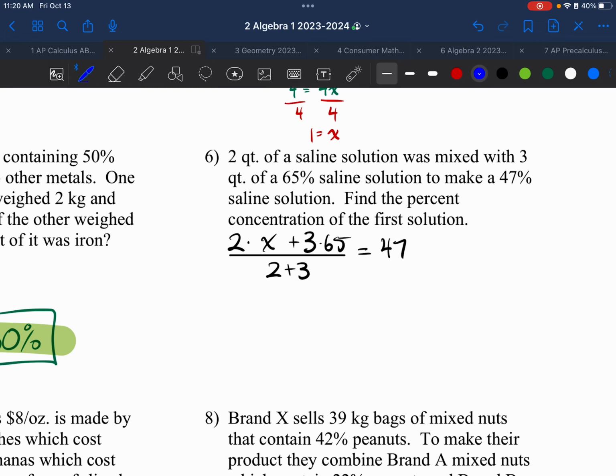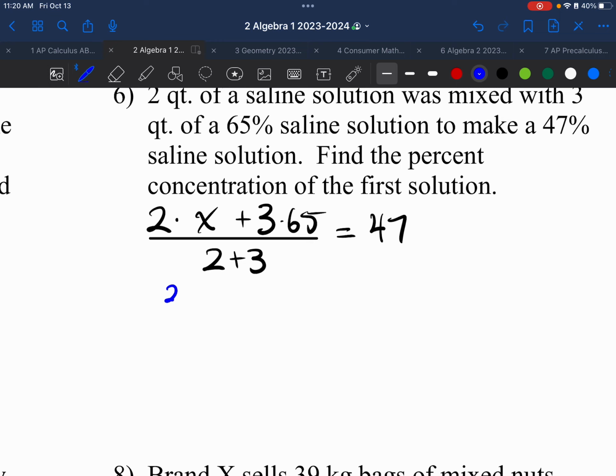I'm going to go ahead and simplify first. When I simplify, I get 2x plus, let's see, 3 times 65. Well, 3 times 5 is a 15. I'm carrying the 1 on my finger. 3 times 6 is 18, plus the 1 on my finger is 19, so 195. All divided by 2 plus 3 is 5. It's going to be equal to 47.